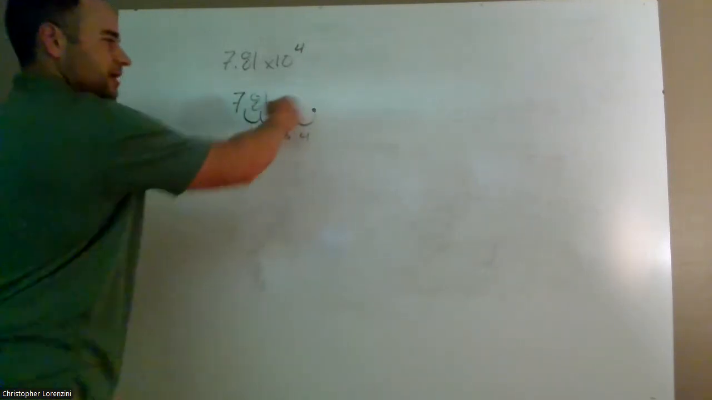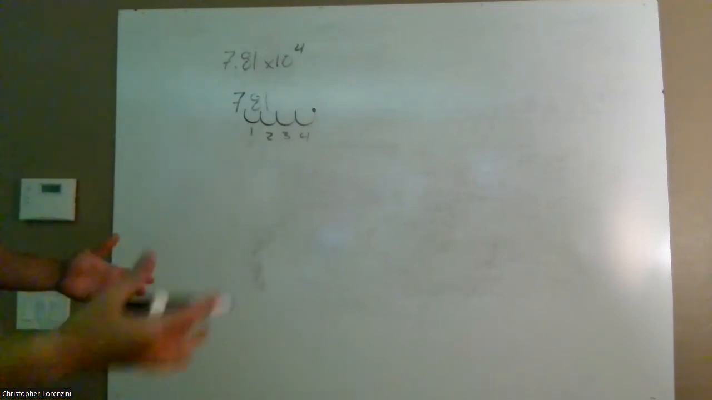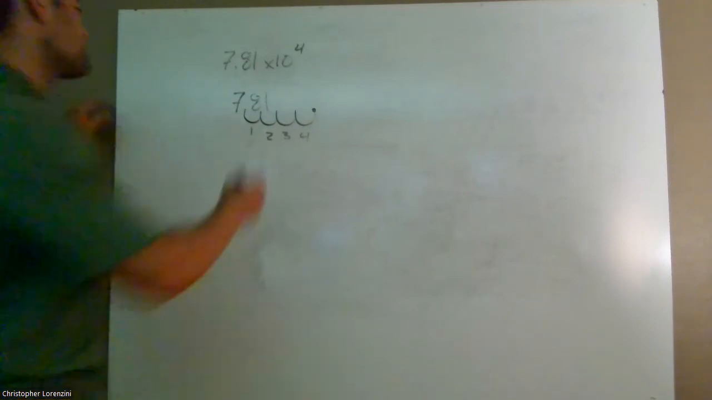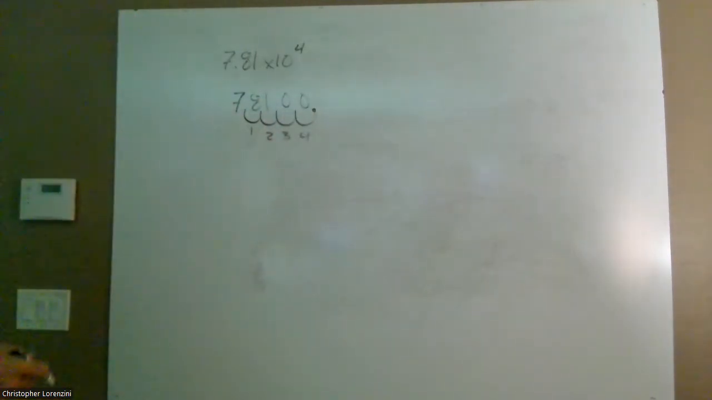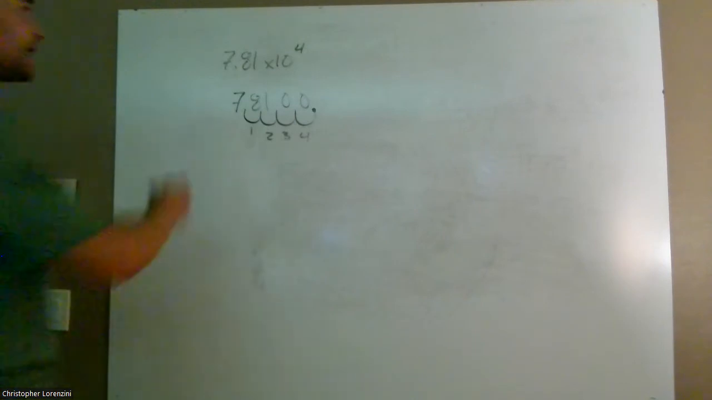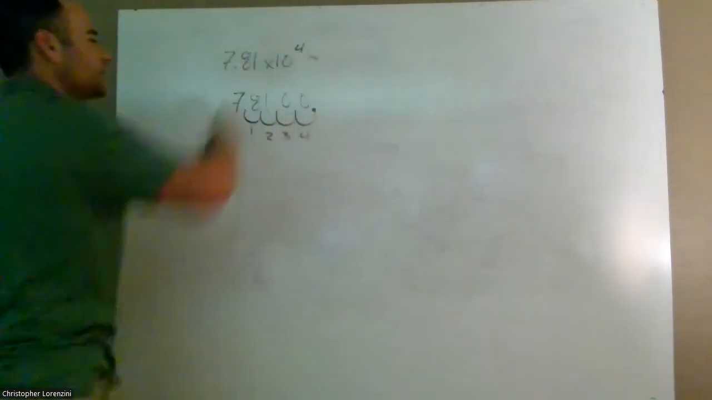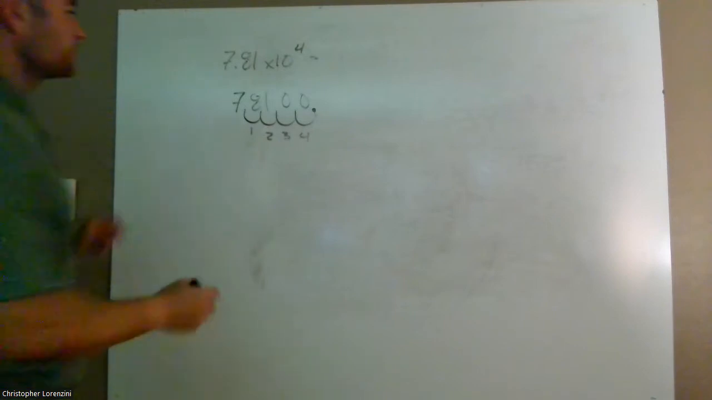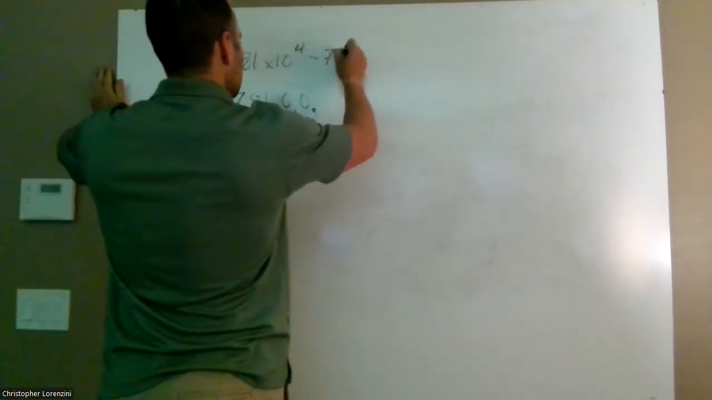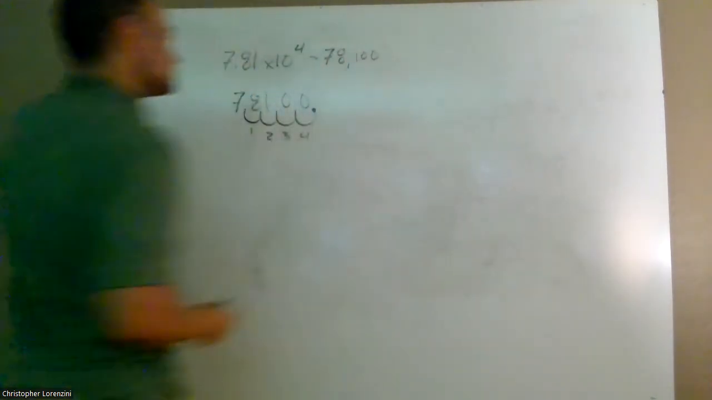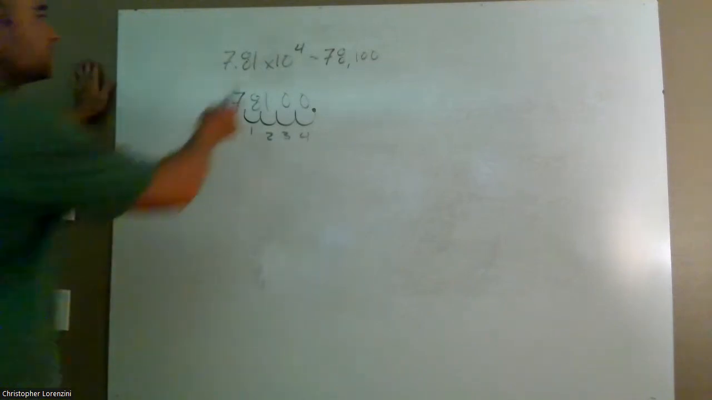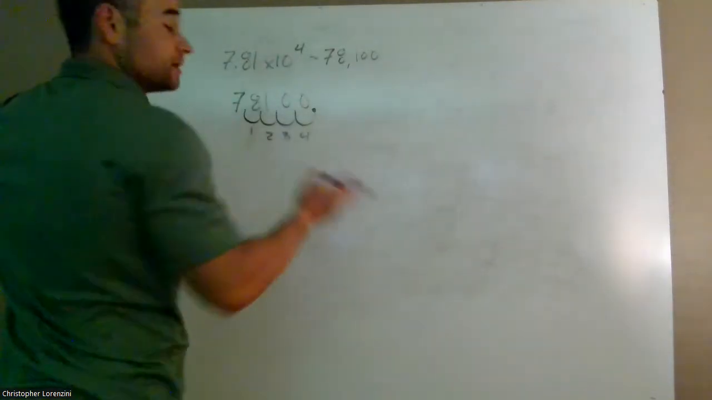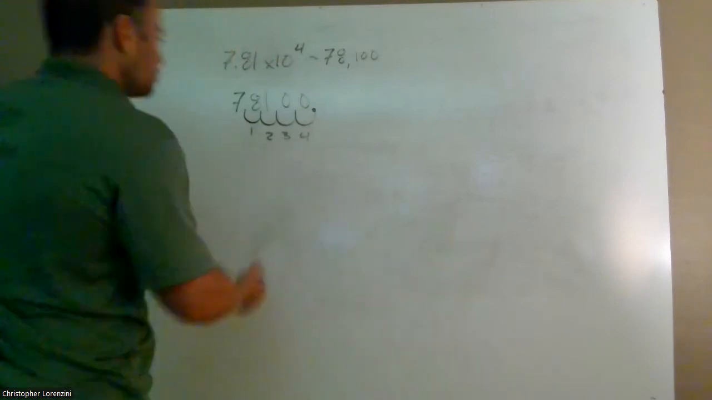But I have these gaps right here that I need to fill in. All we do is if we have a gap like that, we just write in a 0. So now I can say that 7.81 times 10 to the 4th is the same as 78,100. So that's how we go about working backwards when we deal with it. Positive exponent, move it to the right. If we have a negative exponent, we'll move it to the left.